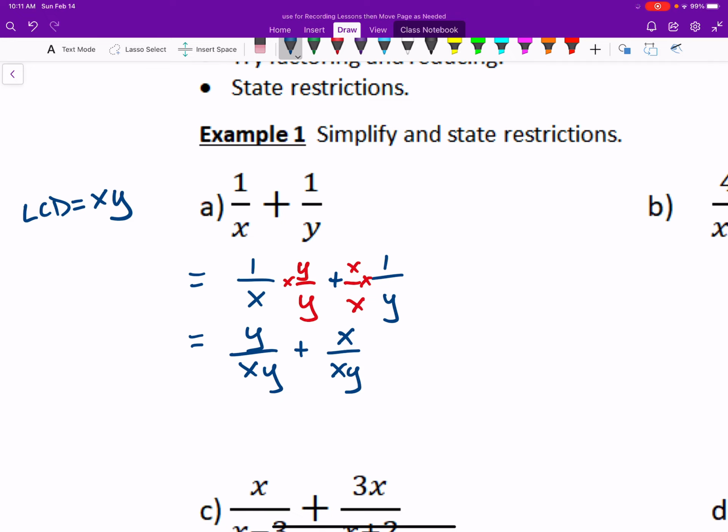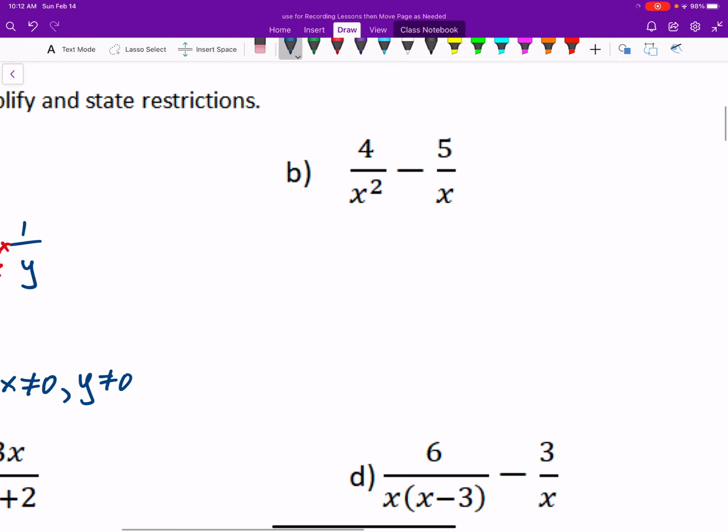Now that I've got a common denominator, I can add things together, and I just do the numerators. So y plus x is written as y plus x over xy. And that's as far as I can go. I can't simplify it anymore. All I could do is rewrite it so the x comes first if I wanted to, but that's as low as it goes. The only other thing left to do is to write the restriction, and we've done enough of those now, hopefully, that you can see that if x equals 0 or y equals 0, we're going to have division by 0 errors, and therefore x cannot equal 0 and y cannot equal 0.